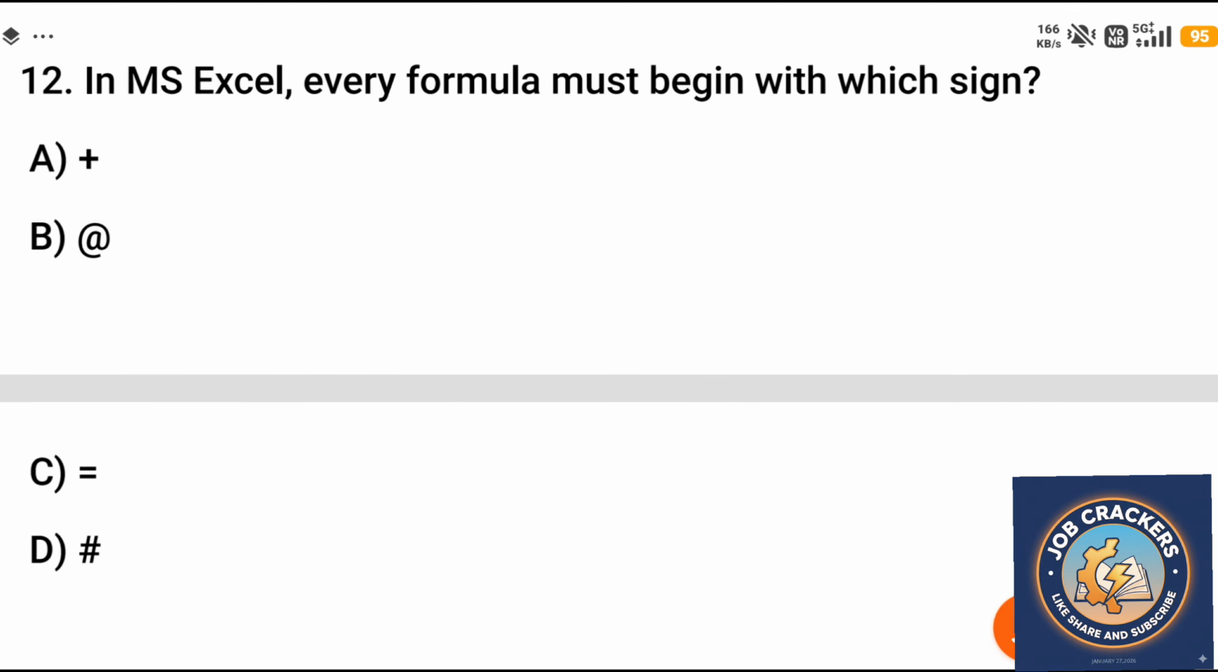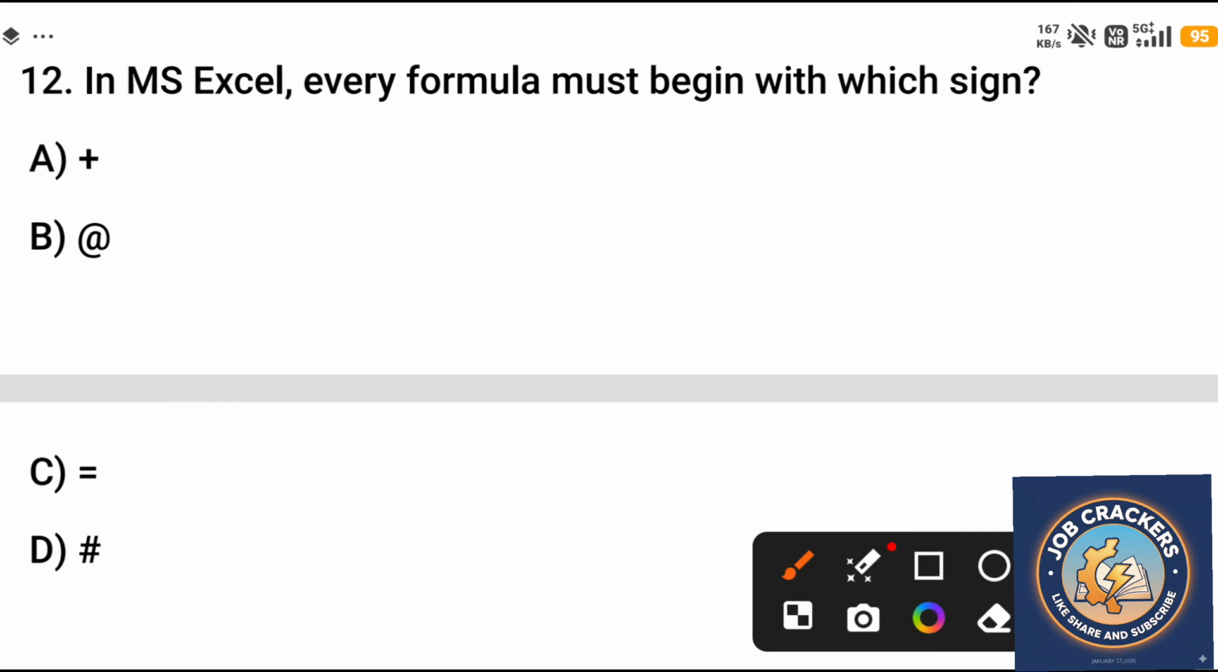Question 12. In MS Excel, every formula must begin with which sign: A. Plus. B. At the rate. C. Equal to. D. Hash. Correct answer is option C.